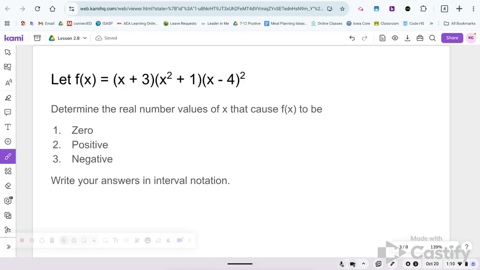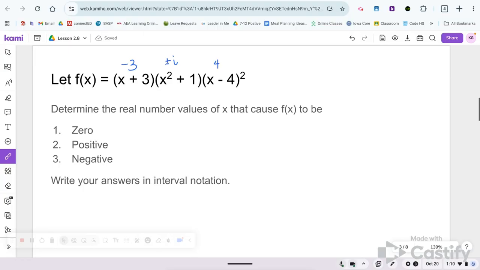So this one says, if the function is x plus 3, x squared plus 1, and x minus 4 squared, determine the number of real zeros. First of all, our zeros would be negative 3 if I solved that one. This one, if I subtract 1 and then try to square root, it'd be plus or minus i, so that's not a real zero. And then the last one would be at positive 4 with a multiplicity of 2, so we know it's not going to cross the axis at that point.